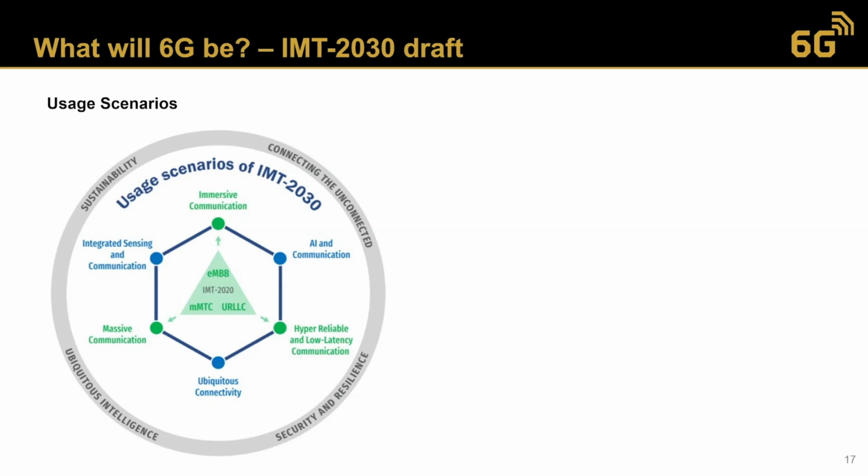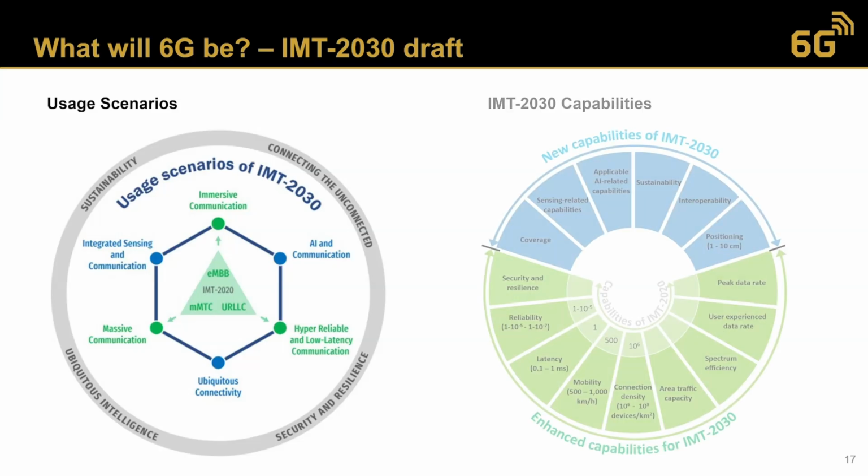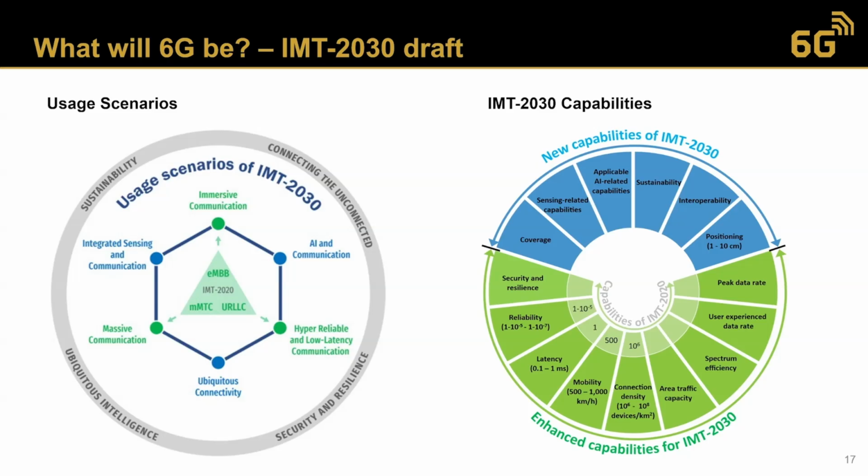Alongside, 3 new usage scenarios are also introduced that reflect the new drivers and new, let's say, operating conditions of 6G. These are integrated sensing and communication, or ISAC, AI and communication, and ubiquitous connectivity. So we have seen the usage scenarios or the drivers of 6G, and now in this IMT 2030 document, what are the capabilities of 6G?